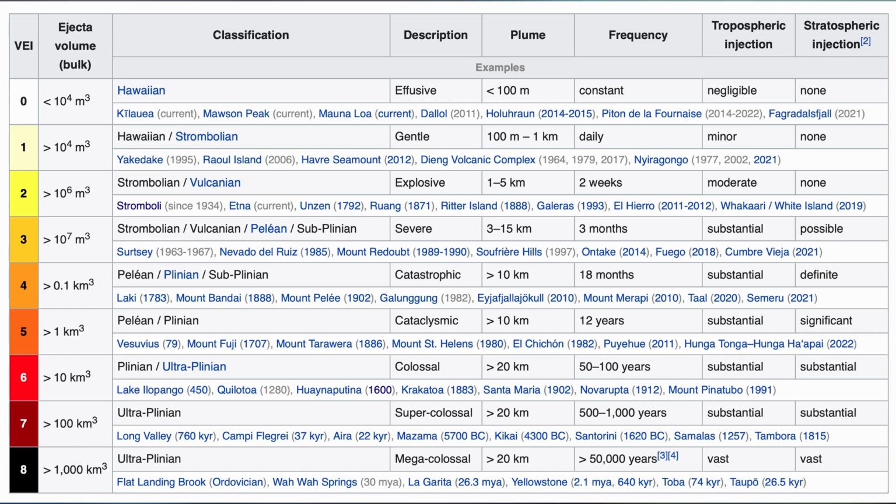So level 7, which corresponds to 100 cubic kilometers or more of ejected material, is the next level up, and that is very substantial eruptions. Now, level 6 eruptions only occur about once a century. These ones occur only about every millennium. So they are very rare. The last one of this magnitude was Mount Tambora, and that occurred in 1815.